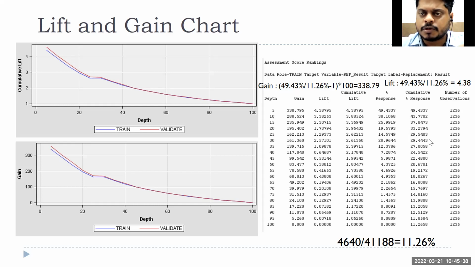So again, for each depth, you will get a different lift value. If you calculate, it will give 4.38795. How do you get this number? My overall response rate for those 5 percent customers divided by my baseline percentage, that is 4.38. If I want to put it in percentage terms, how much improvement in performance has happened, I subtract my baseline performance from that percentile: 49.43 minus 11.26, divided by 11.26, that is 338.79 percent. So that is the improvement in performance which has happened.